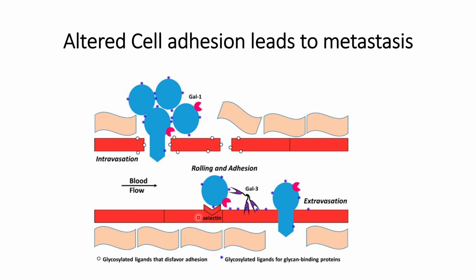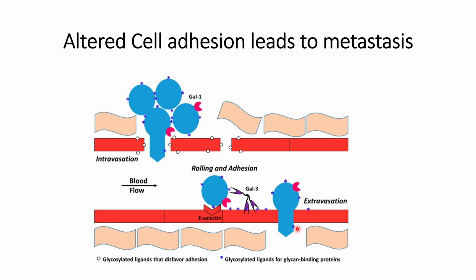And then the endothelial glycans such as E-selectin and galectin 3 help in rolling adhesion and extravasation of the metastatic tumor into the secondary organ, which can be seen here. Here, galectin 3 and E-selectin interact with the altered glycan profiles on the tumor cells and help in the rolling and adhesion, which results in decreasing the speed of these tumor cells.